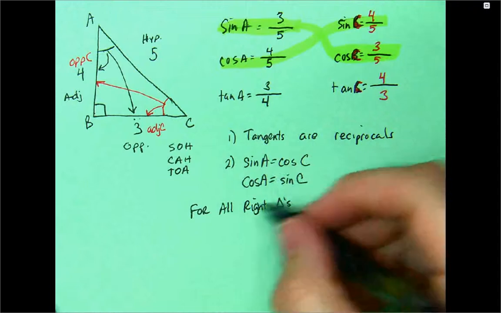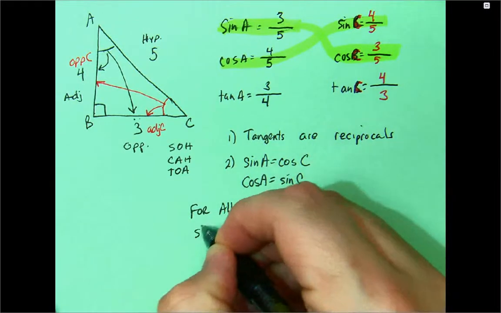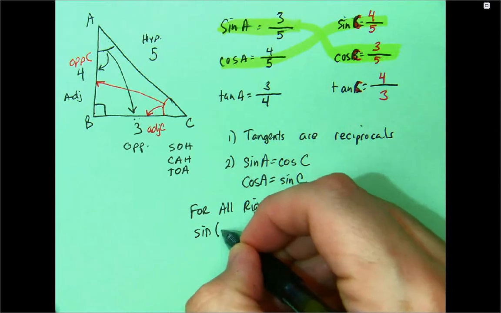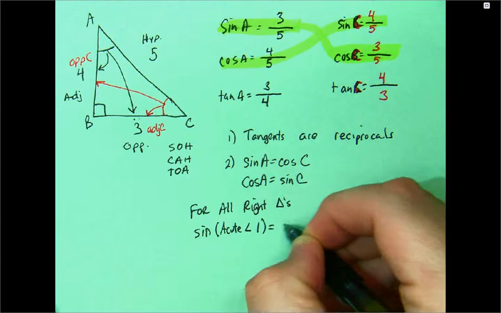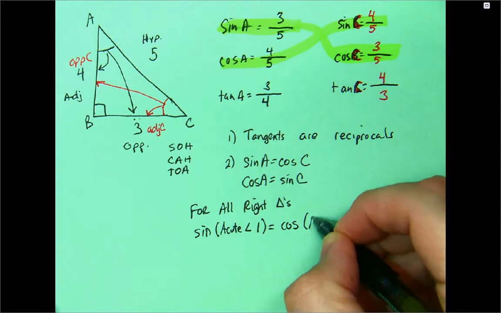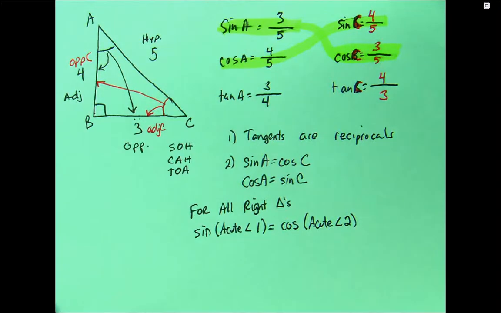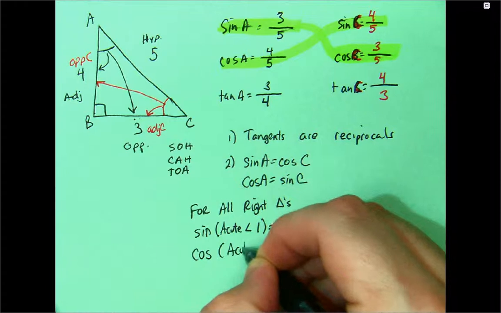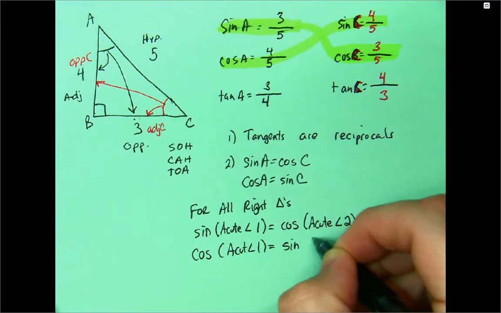The sine of acute angle 1 is equal to the cosine of acute angle 2. And the cosine of acute angle 1 is equal to the sine of acute angle 2.